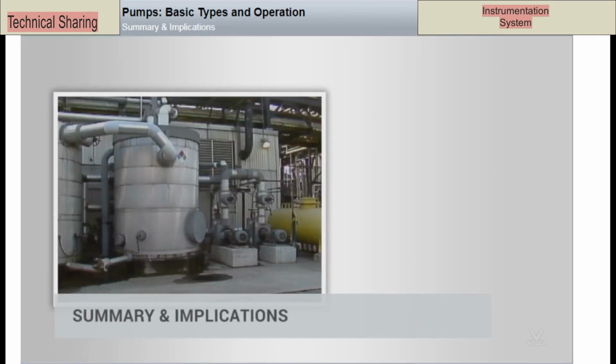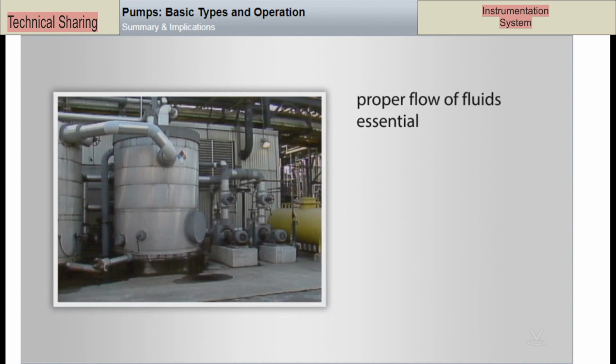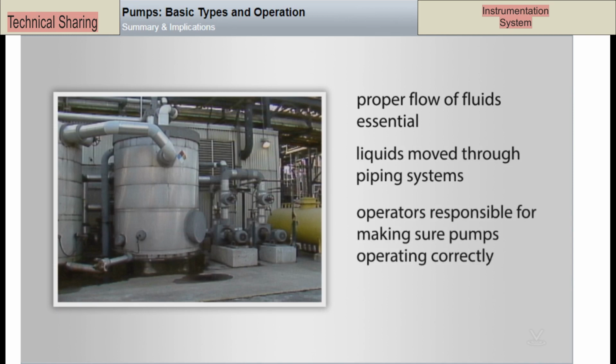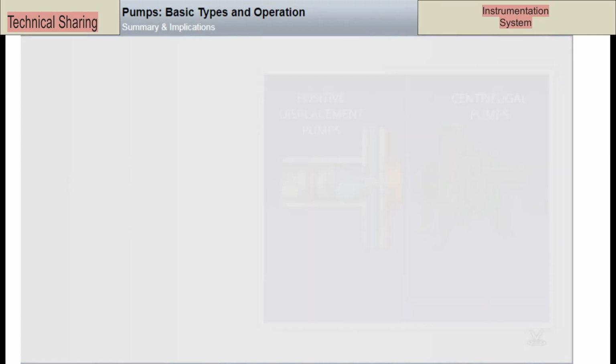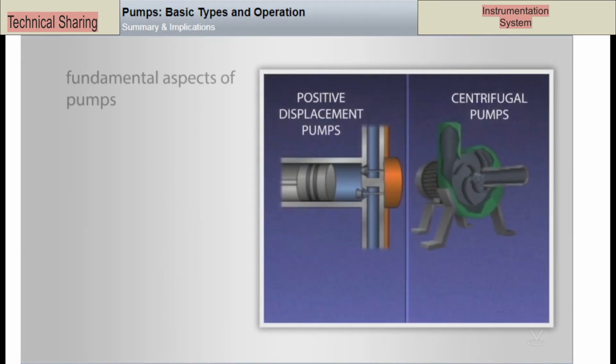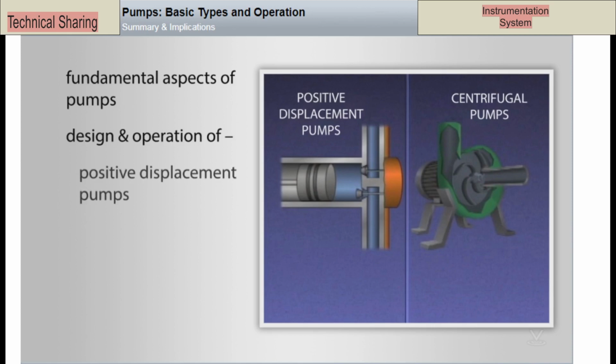Summary and implications. The proper flow of fluids is essential to efficient plant operation. Liquids are moved through plant piping systems by pumps, and operators are responsible for making sure that these pumps are operating correctly. This course examined some of the fundamental aspects of pumps, including the design and operation of 2 basic types of pumps, positive displacement pumps and centrifugal pumps.